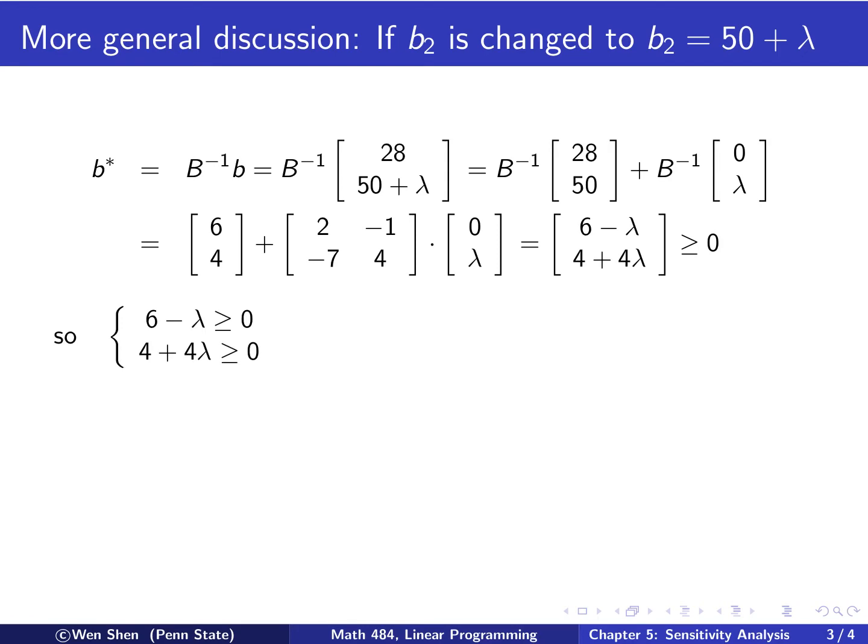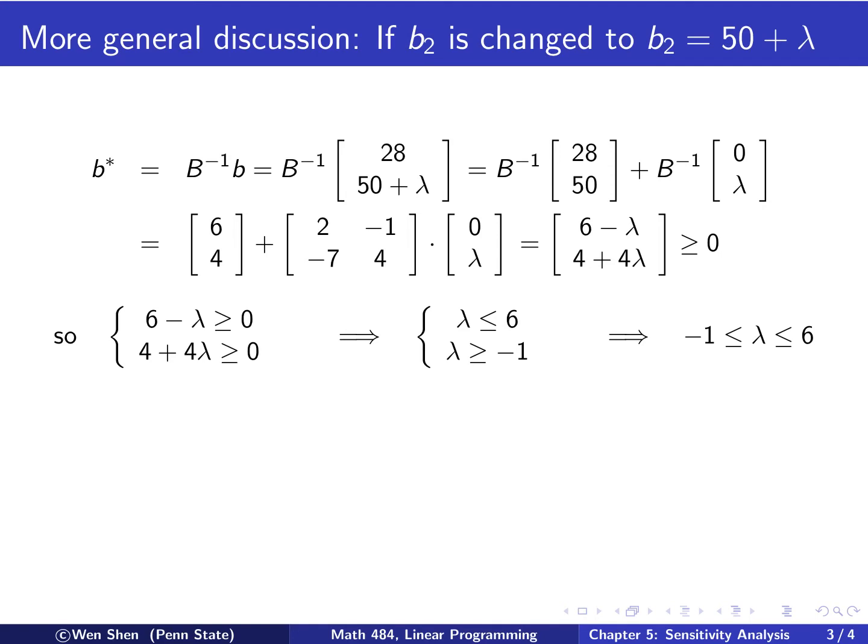Okay, so let's write them out. I need to have 6 minus lambda bigger than 0 and 4 plus 4 lambda bigger than 0. Solving each inequality, the first one gives me lambda less than 6 and the second one gives me lambda bigger than negative 1. So that made me conclude I need to have lambda between negative 1 and 6 such that the B star will be non-negative.